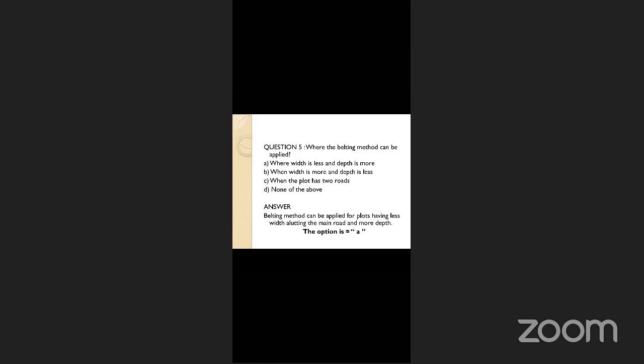Okay, question 5: where can the belting method be applied? Don't look at the answer. Let us see one by one. Where width is less and depth is more. The first answer: if the depth of the plot is more, you will go for the belting method. Like here you are seeing a 50-meter frontage. 50 meters is only the frontage, whereas the length is 200 meters.